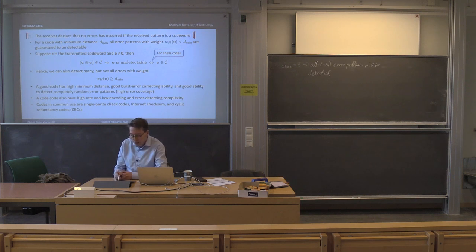Okay, so to summarize here, a good code, what do we want? We want to have high minimum distance, because then we can correct many of the more likely error patterns. And then it should also have a good burst error correcting capability. We haven't really talked about this, but I just mentioned it here anyways. And good ability to detect completely random error patterns, which is known as a high error coverage. We have concentrated on talking about high minimum distance here, and have chosen not to talk about the other things because it will require more time than what we have at our disposal.